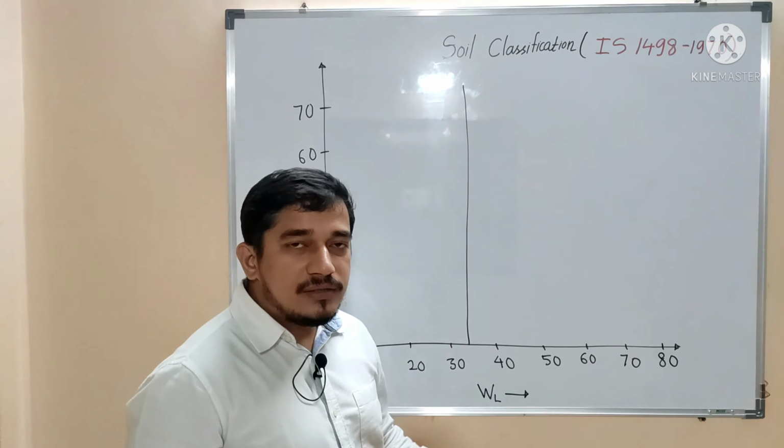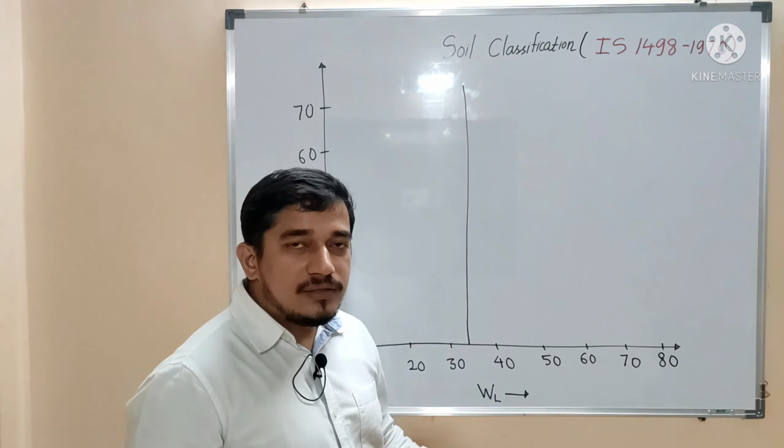There is another boundary that also helps to classify the soil. That is nothing but the A line, and it is drawn like this. And the equation of this A line is nothing but 0.73 (WL minus 20). So that forms the equation of the line.